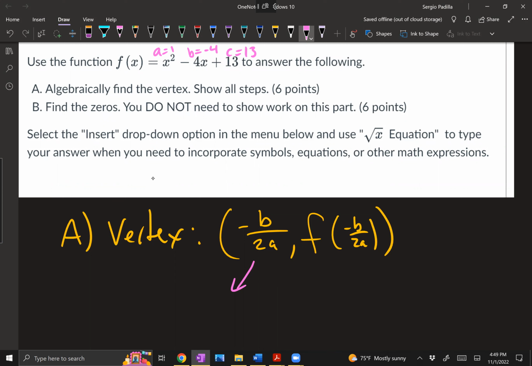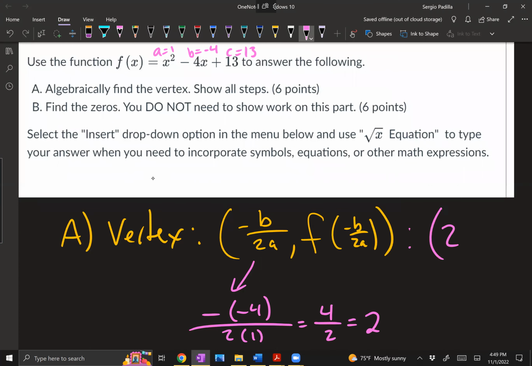So in this case, I'm going to go ahead and plug in my negative b, which is -4, over 2 times a, which is 1. Negative -4 is just 4, and 2 times 1 is 2. 4 divided by 2 gives me 2. So I know already that the x value of my vertex is 2.